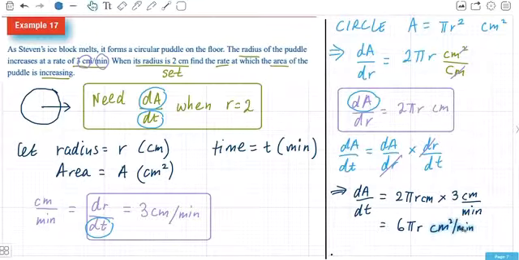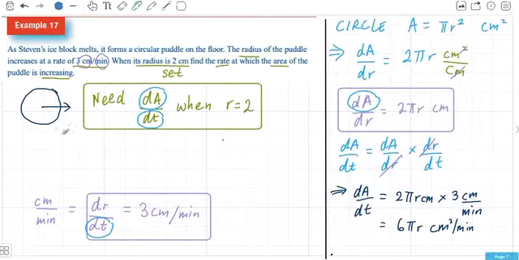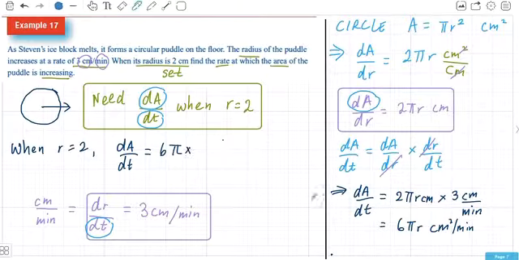Now what you want to do is really look back and read your question again. Make sure that you've answered what you needed. We needed dA/dt. Well, that's cool, we have that. Oh, but we also needed it when the radius was equal to 2. So let's put that underneath here to finish off the question. So we have when the radius equals 2, dA/dt equals 6 pi times the radius, which is 2. So that's 12 pi, and it's centimetres squared per minute.